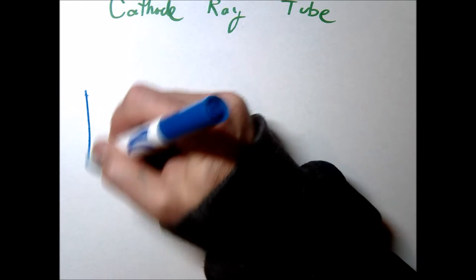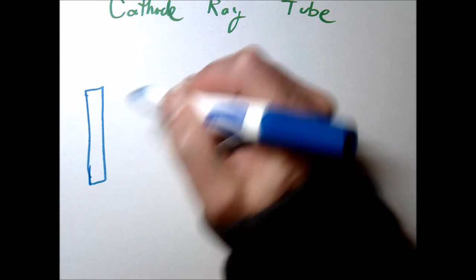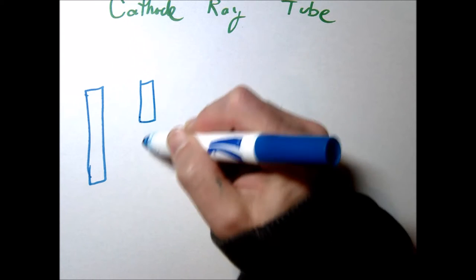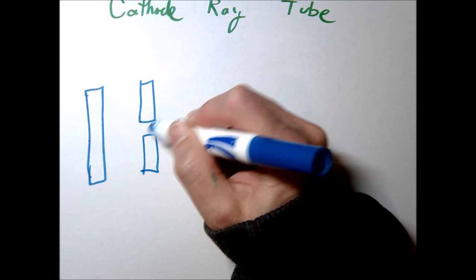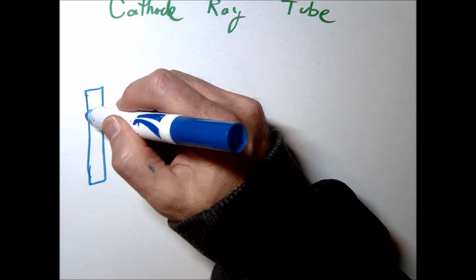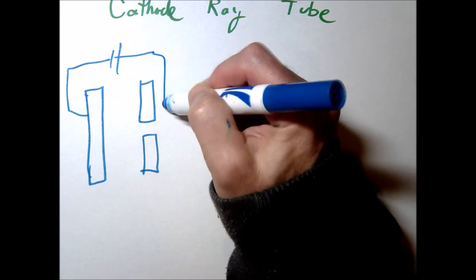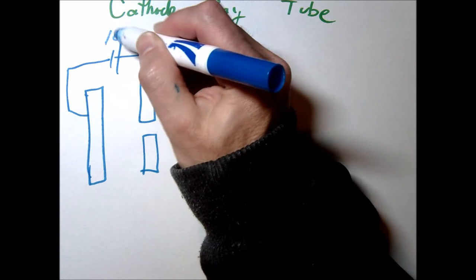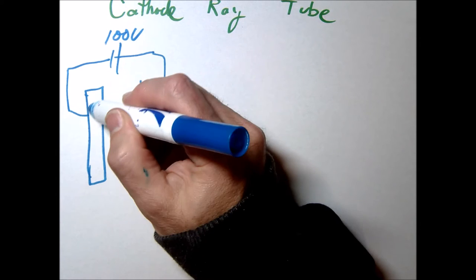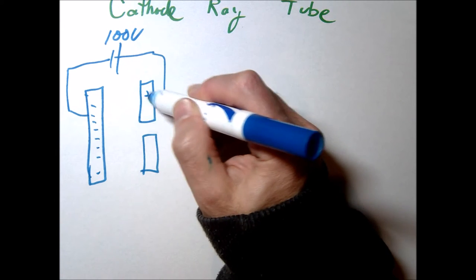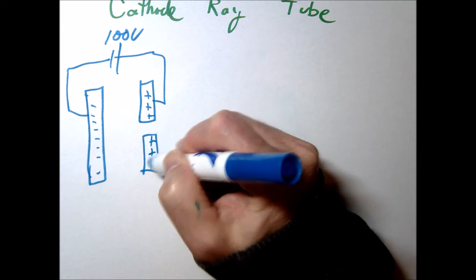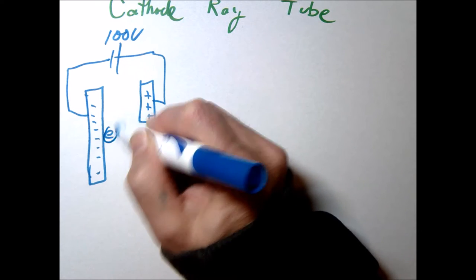So let's imagine that we have a parallel plate here. And with this parallel plate, we're going to go ahead and put a little hole right here. We're going to charge this up. Let's use 100 volts. So these are going to take on negative charge. This side's going to take on a positive charge. We're going to throw an electron right there.